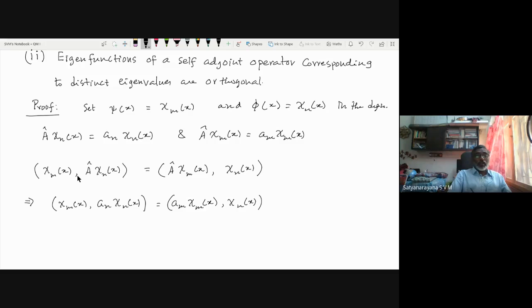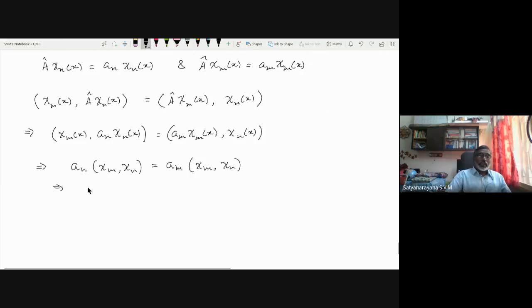Okay. So I could write this as a n into, let me simply suppress this x, chi m chi n. This is equal to, I should write a m star, but we have already proved earlier that a m star is the same as a m. So I pull out a m and then write this as chi m comma chi n. So this implies, I take this to the other side, a n minus a m into chi m of x comma chi n of x. Okay. This is equal to 0.